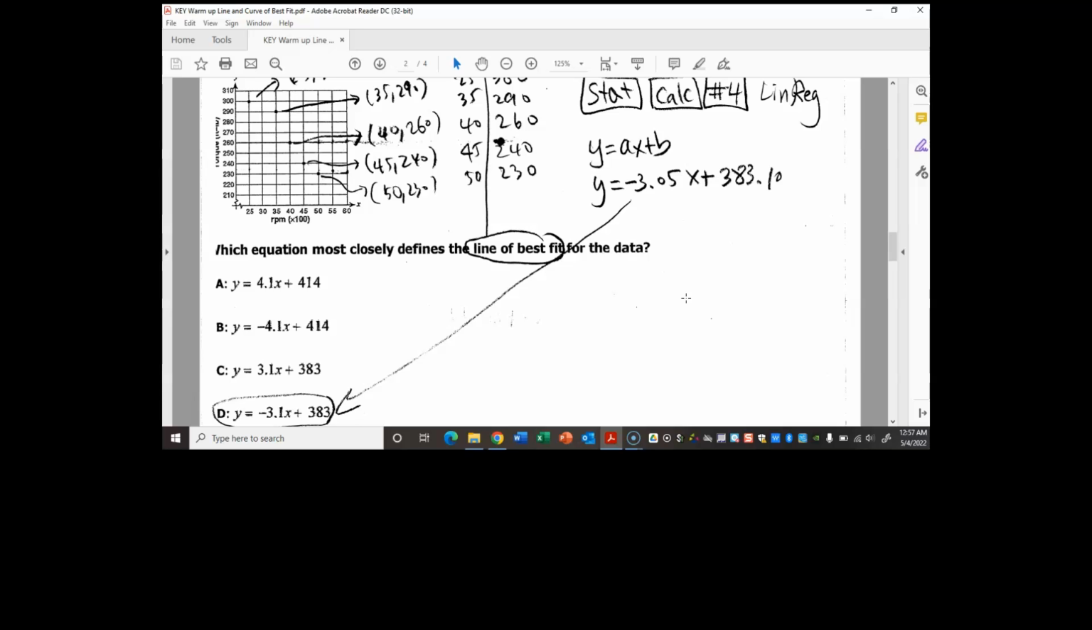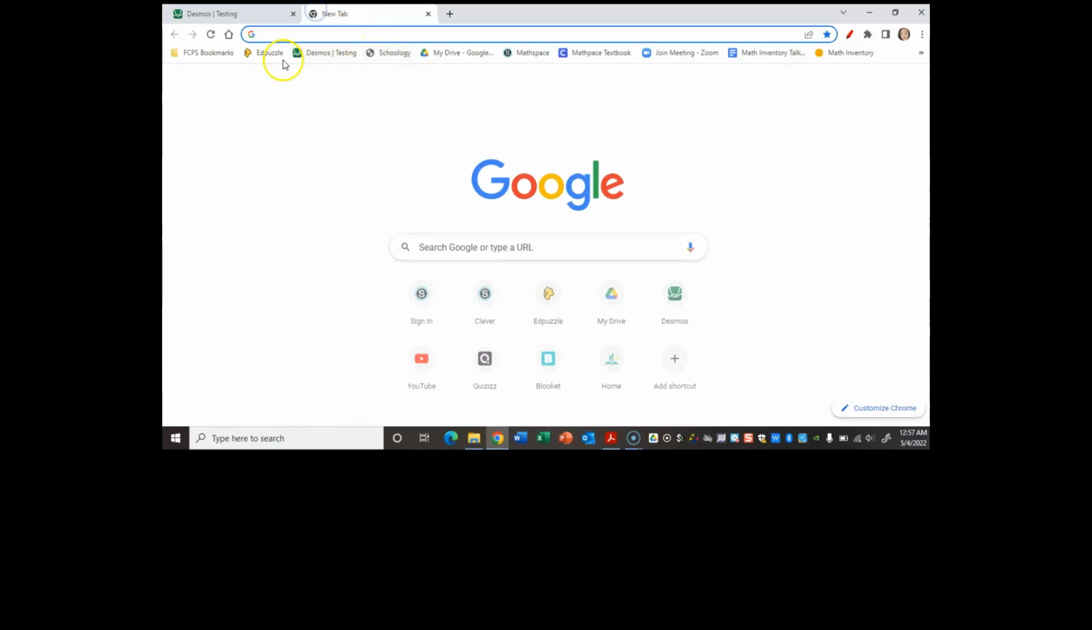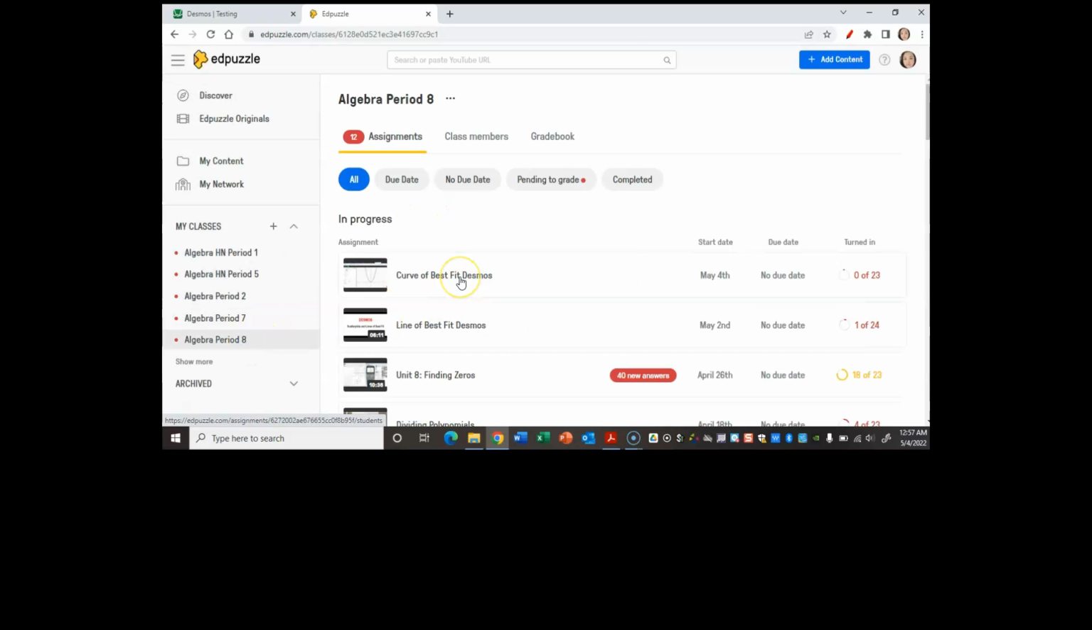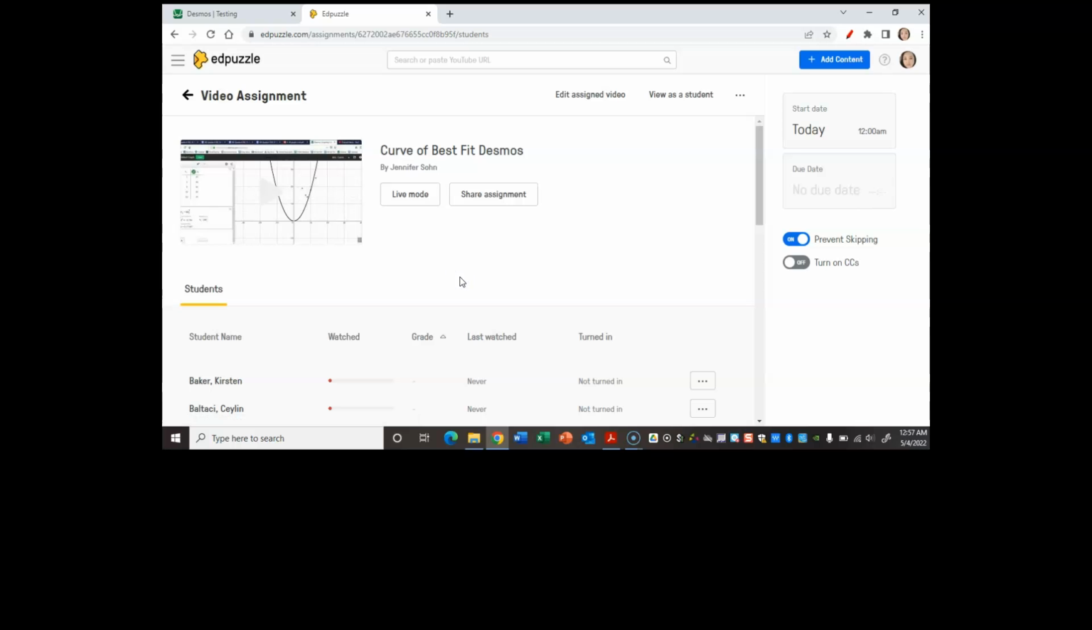Okay, so we have to learn curve of best fit, which is the next lesson. Your homework is to watch the video on Edpuzzle, which is called curve of best fit. Let me show you where that is. If you go to Edpuzzle, you're going to go to curve of best fit. When you're watching this, I want you to also try it on the Desmos calculator as you watch it, because I'm going to quiz you next class to make sure you know what to do.